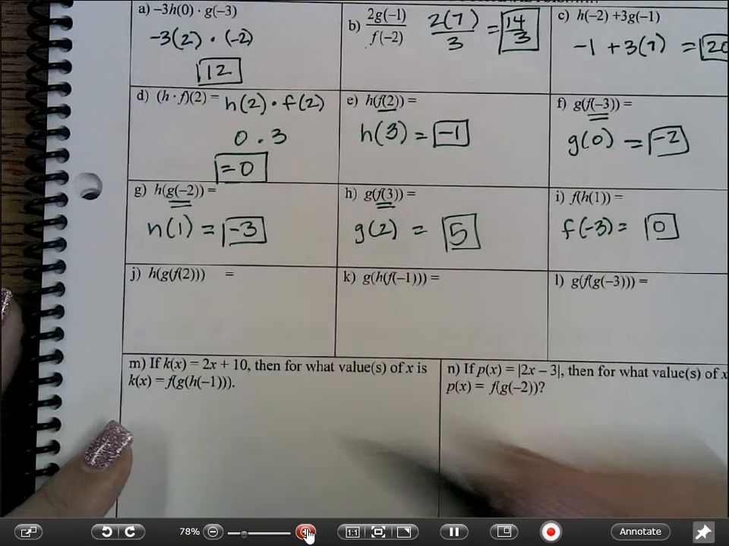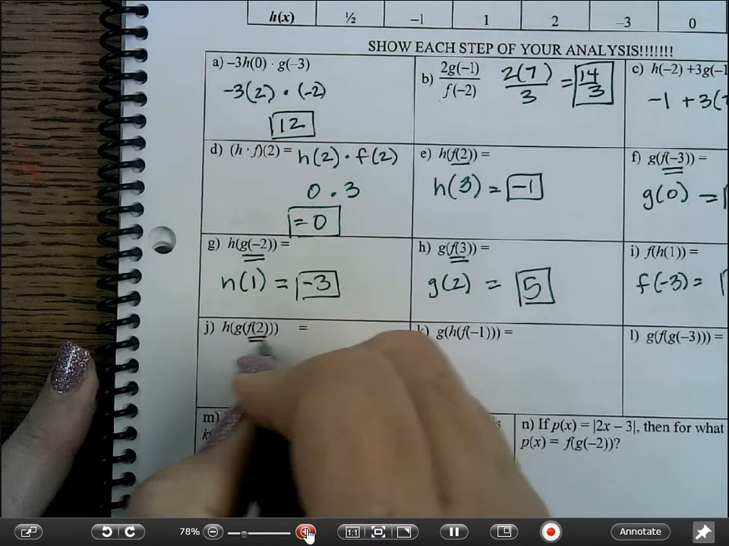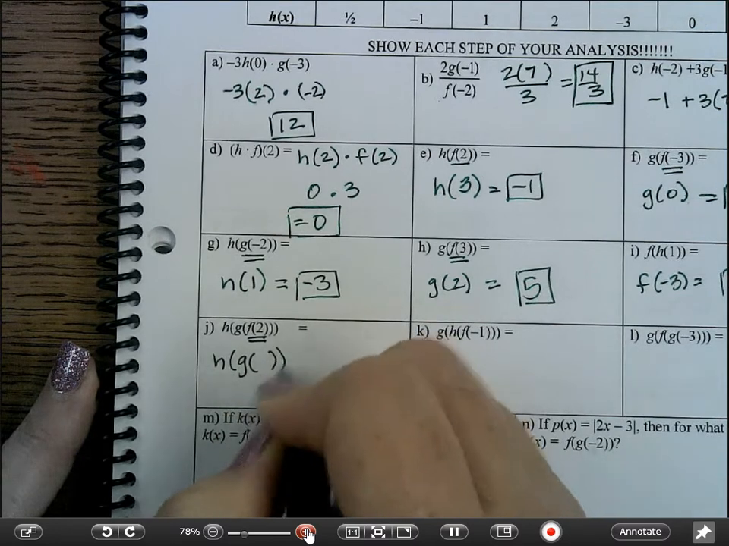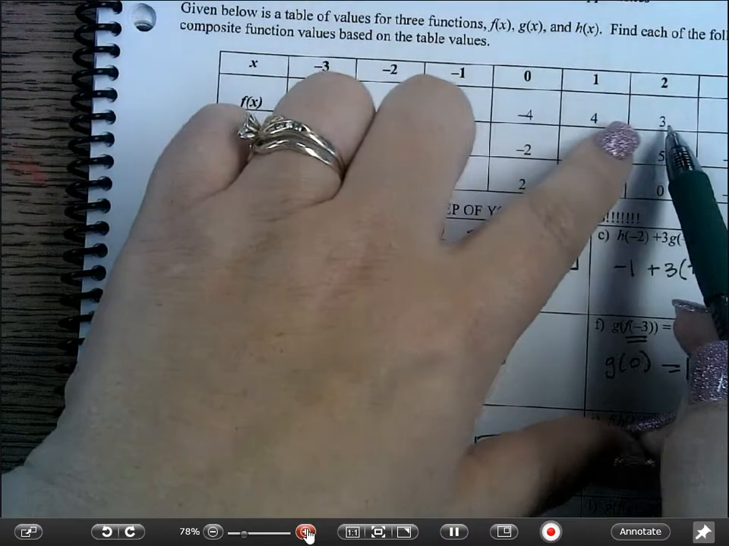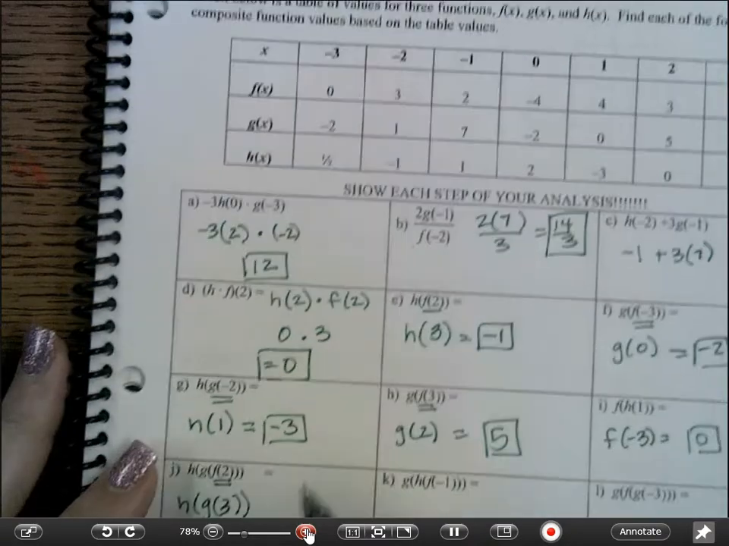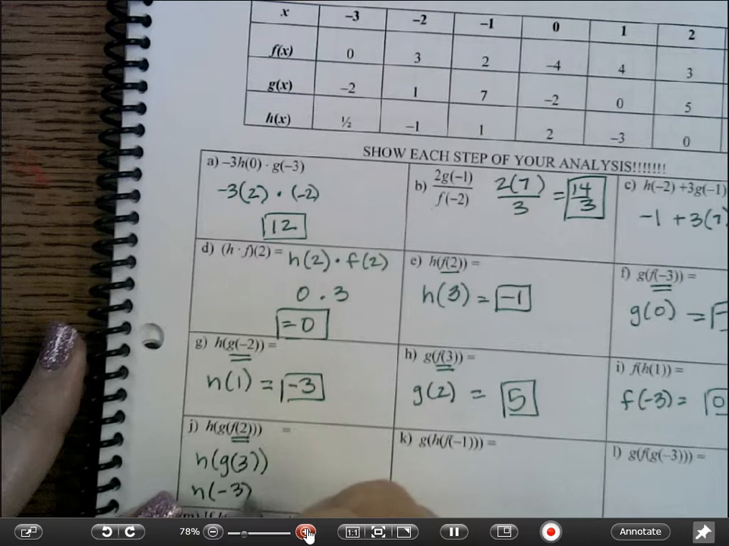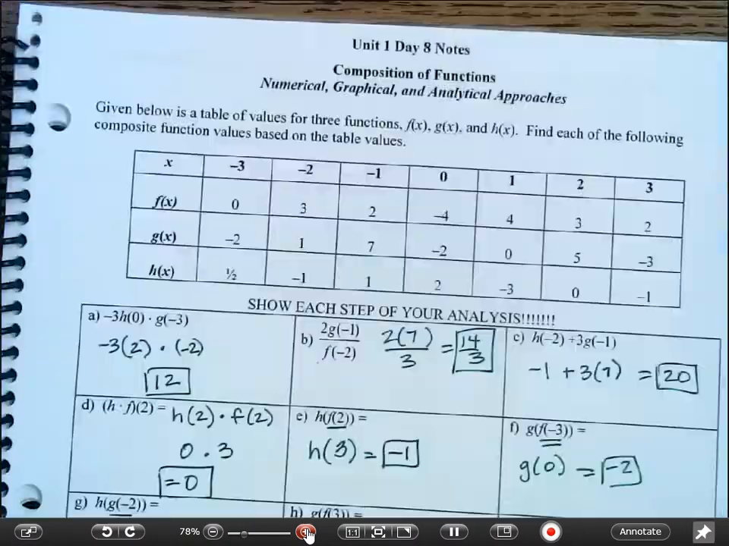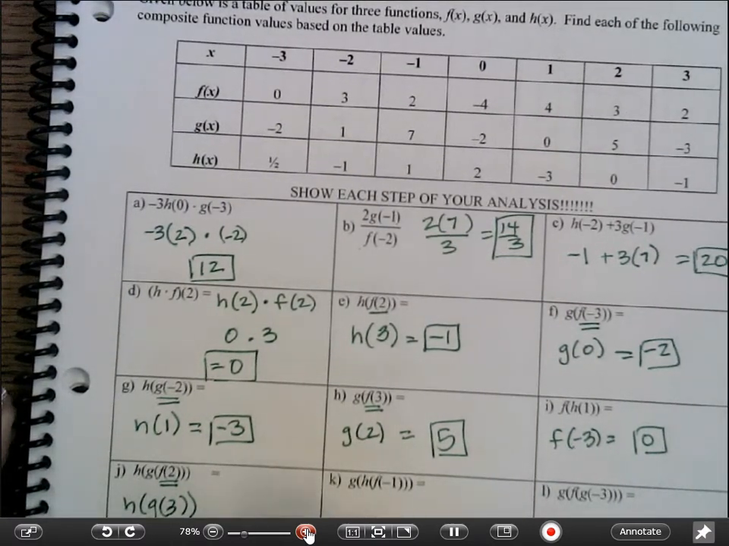All right, now this is 3 compositions, no big deal. We work from the inside out. F of 2, when the x is 2, f is going to give me 3. Then g of 3 is going to be negative 3, right? When x is 3 on the g function, we get negative 3. And now h of negative 3 is equal to 1/2.